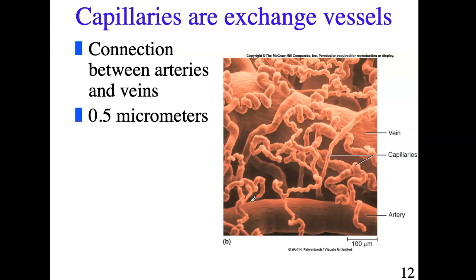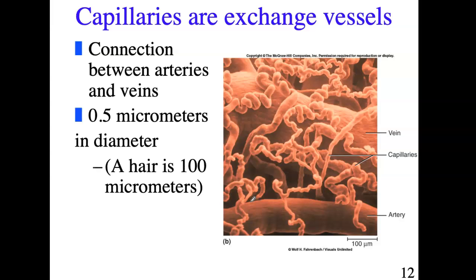They are tiny. They are about 0.5 micrometers in diameter. So if you think of a hair is about 100 micrometers, it's about half the size of a hair. This is a really nice photograph of them. They're really tiny.